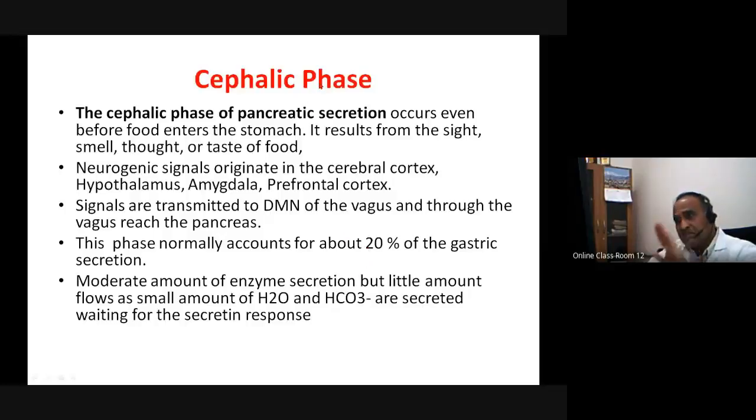Because this is purely a neural component. The neural component drives nearly 20% of the enzyme secretion, and the water secretion is not activated. The water secretion is exclusively activated by the hormone secretin. That is about the cephalic phase.